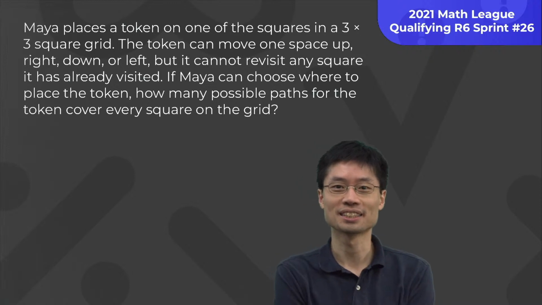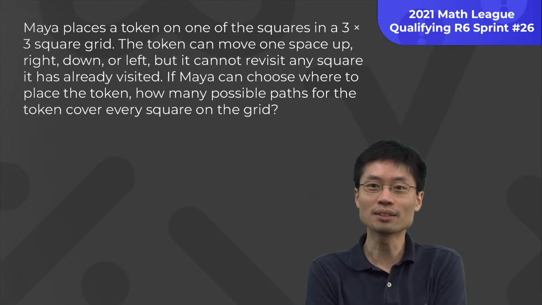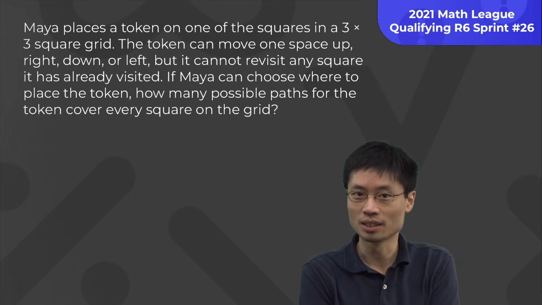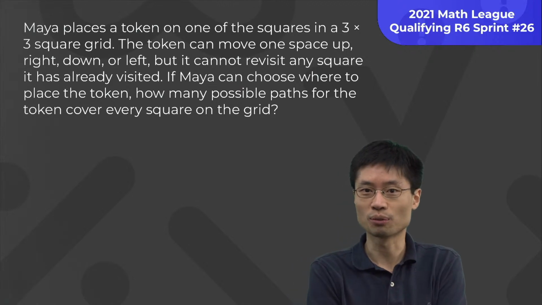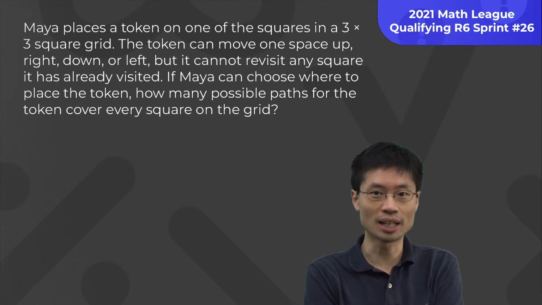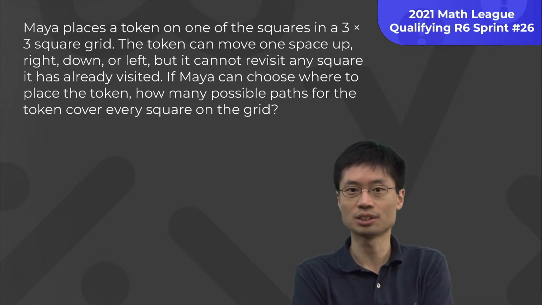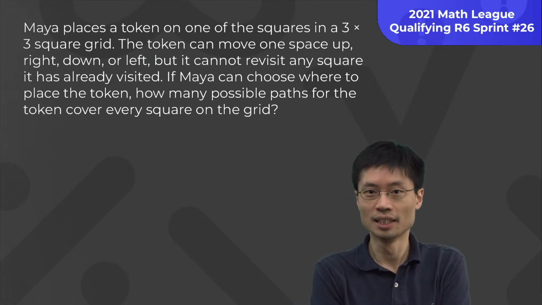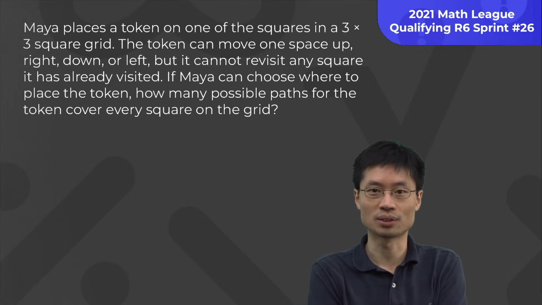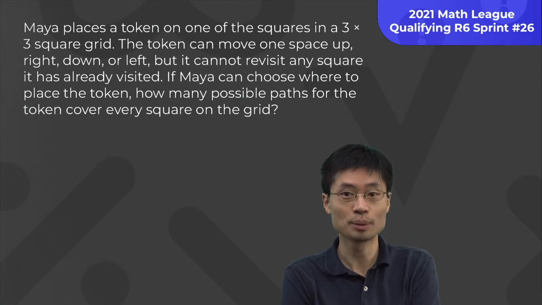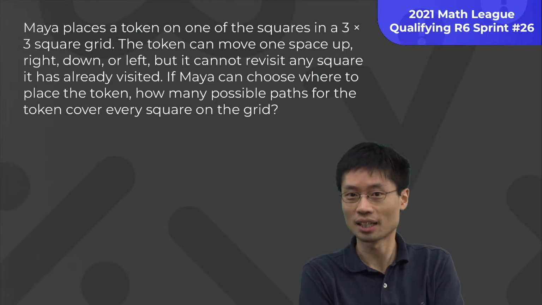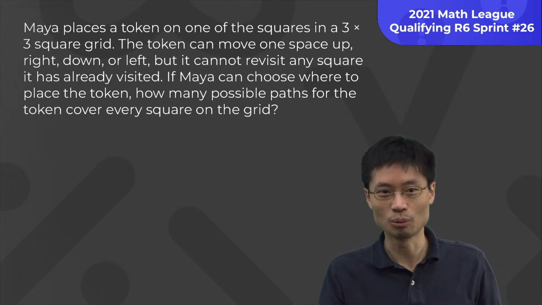Number 26. Maya places a token on one of the squares in a 3x3 square grid. The token can move one space up, right, down, or left, but it cannot revisit any square that it has already visited. If Maya can choose where to place the token, how many possible paths for the token cover every square in the grid? Oh boy.